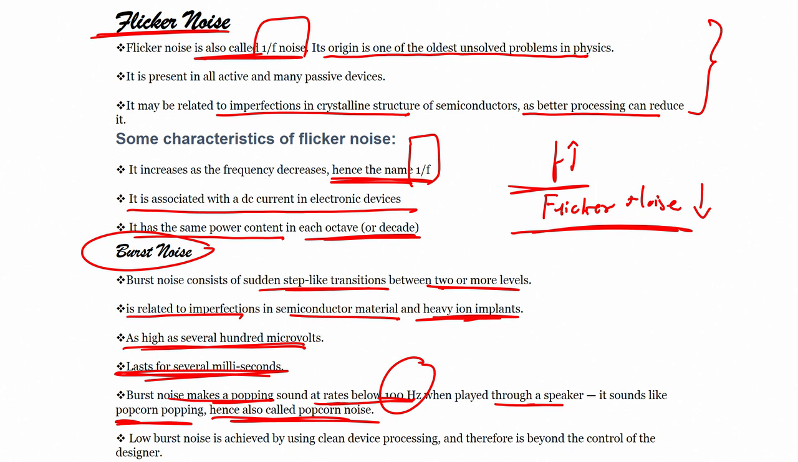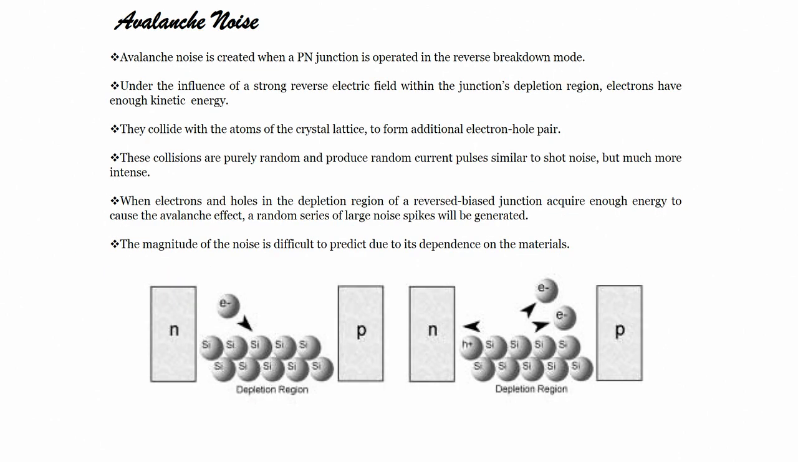Low burst noise is achieved by using clean device processing and therefore is beyond the control of the designer. Okay. That is about the burst noise. Now, let us see one more kind of noise, which is avalanche noise. So, what is avalanche noise?